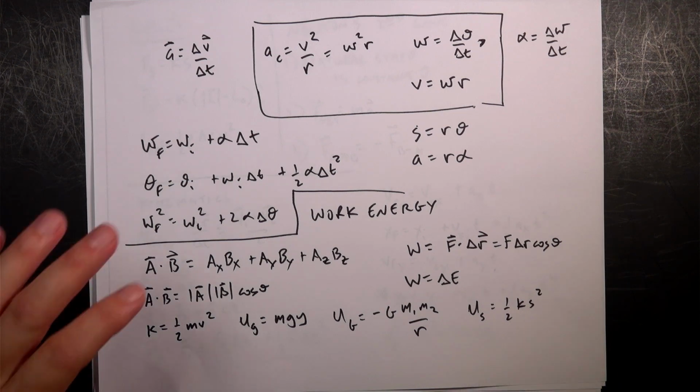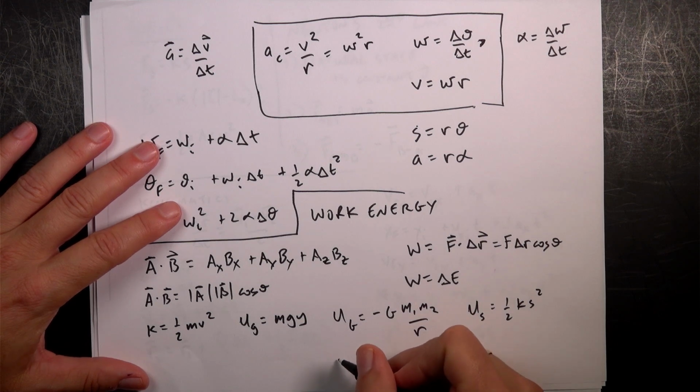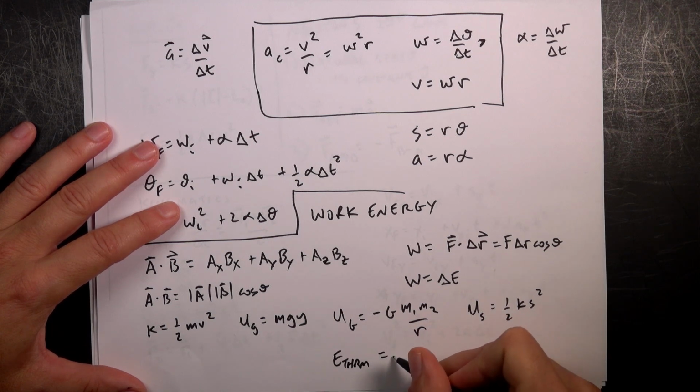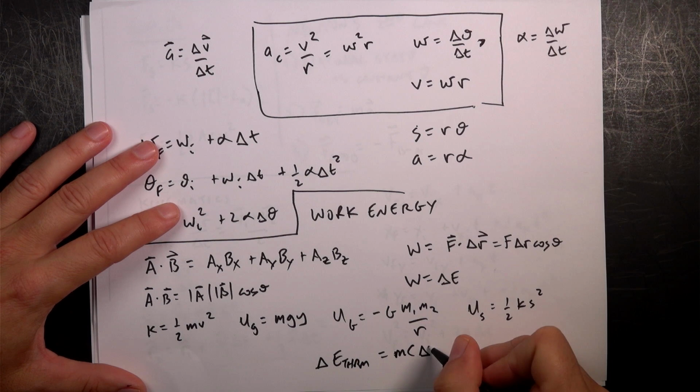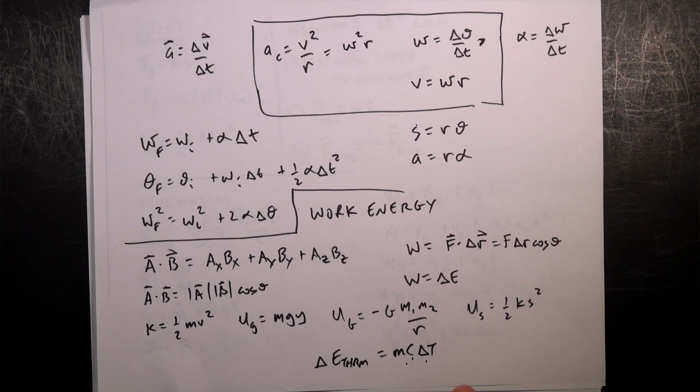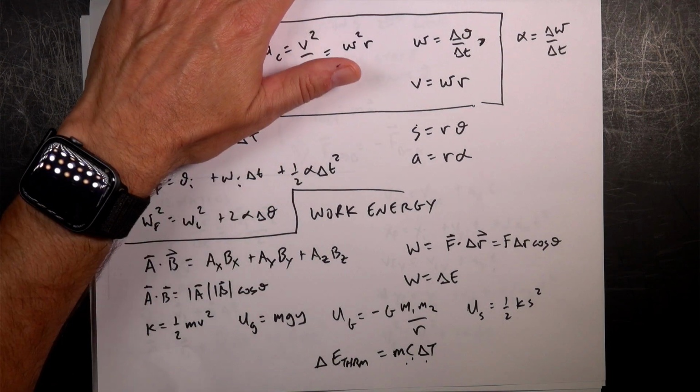Then you can have other things like thermal energy, E thermal, and it depends, some don't use this a lot, I'm going to say delta E thermal is m c delta T, where that's the change in temperature, that's the mass, and that's the specific heat capacity. Okay, so that's the work energy principle. Yes, I'm flying through this. I'm looking at my notes.